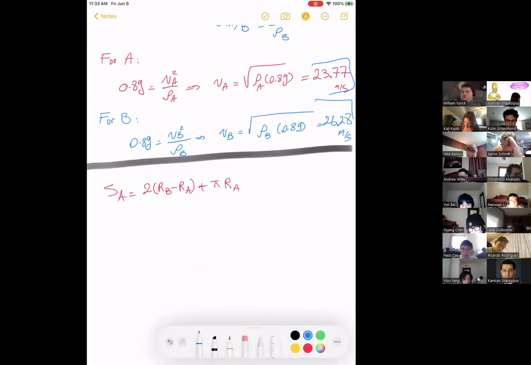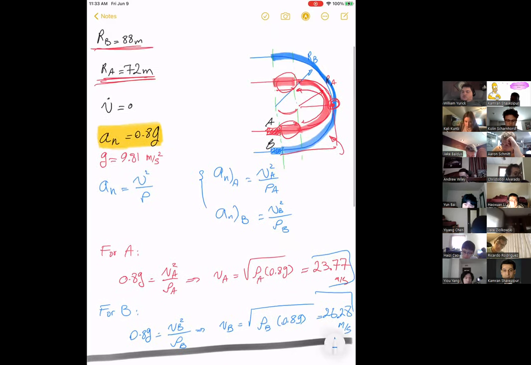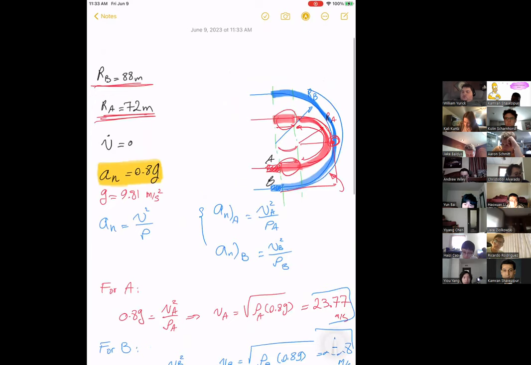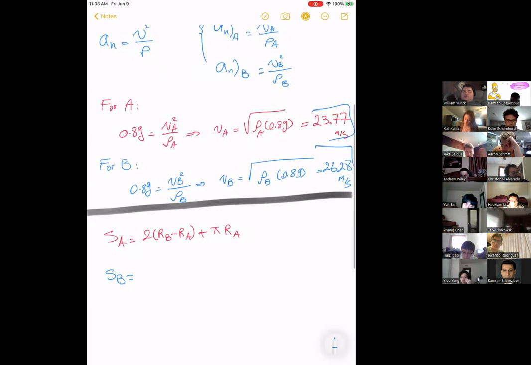And for SB, again, look at here for a second. For SB, it's simply half a circle, right? So it's going to be pi RB. You give me these two numbers.